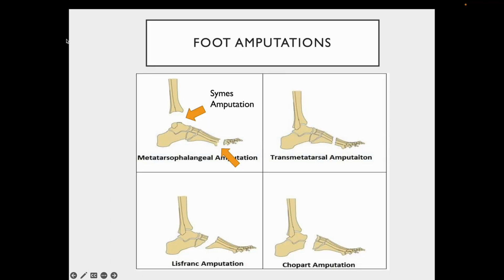So here are some foot amputations at different levels. Here we have a metatarsal phalangeal amputation, and then we go more proximally to the transmetatarsal amputation. Then we move more proximally to what we call the Lisfranc amputation, where the forefoot is amputated and the midfoot is preserved. And then even more proximally to the Chopart amputation, where the hindfoot is preserved, but anywhere distal from the midfoot is amputated. And then more proximally again, a Syme amputation or an ankle disarticulation, where the entire foot is amputated, preserving the tibia and the fibula.